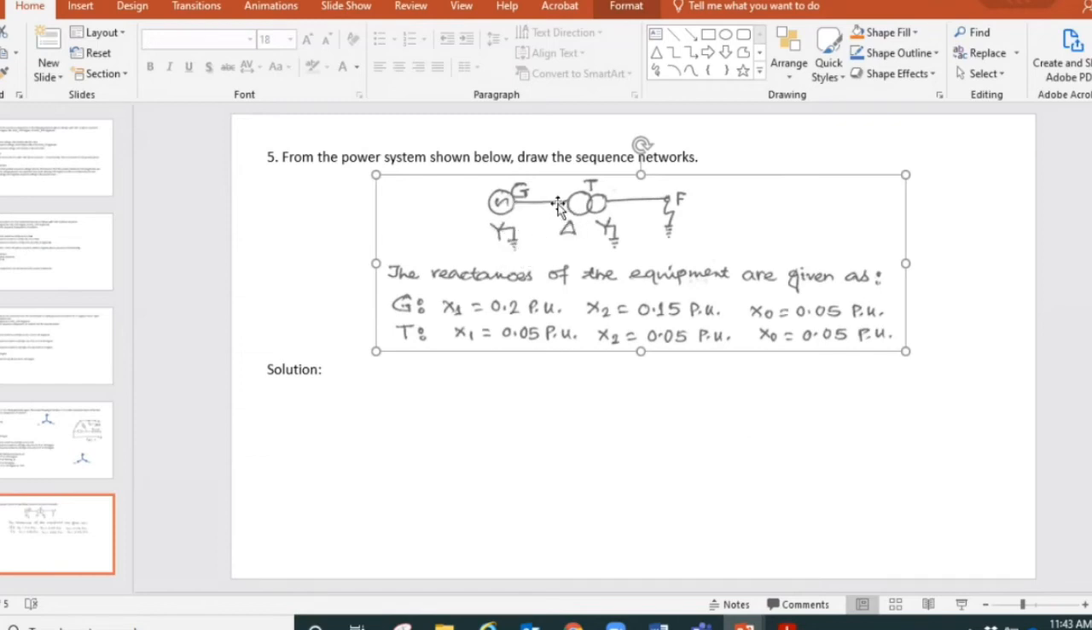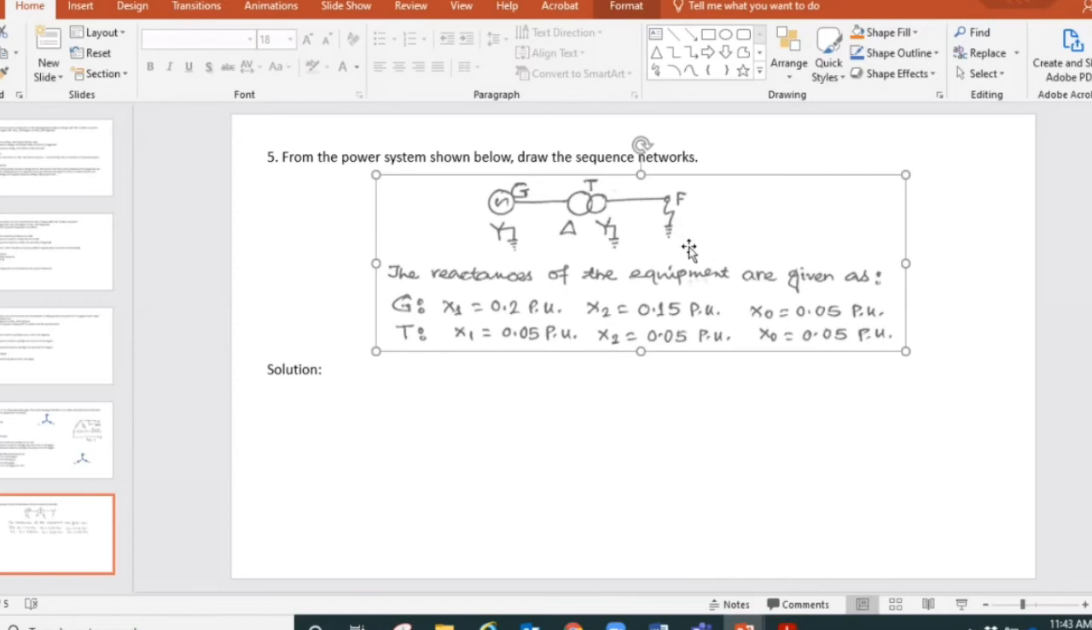Then we have a line connecting. We can ignore the impedance or reactance of the line, as nothing is mentioned here. And then we have a transformer. The transformer is delta connected on this side, and the other side has a star connection, again solidly grounded. After that there is a line. Again the reactance of the line can be ignored, and what is shown there, F, means a fault point, grounded.